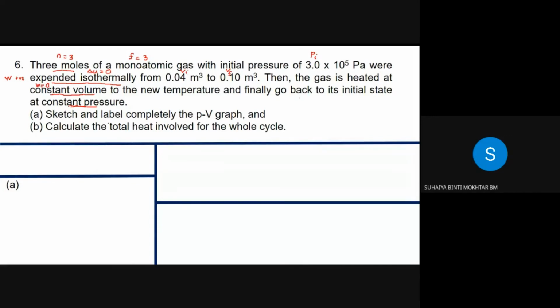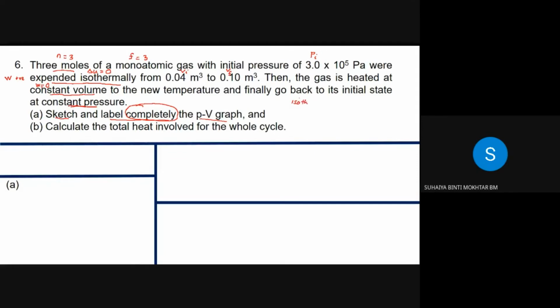Then A, the next: sketch and label completely the PV graph. So you must complete the labels so you can determine the values step by step. First step, isothermal. We need V initial and V final, and then P initial. Then P final, so we must calculate P final for isothermal.